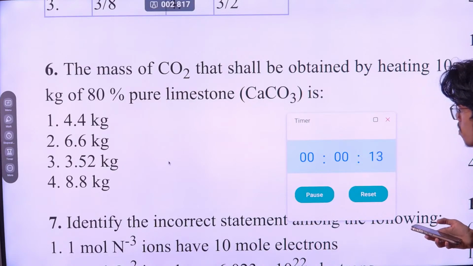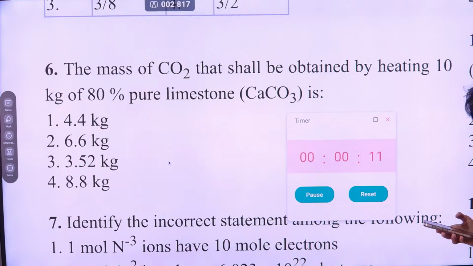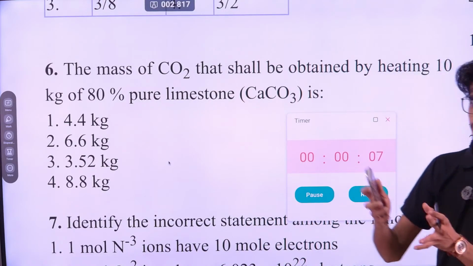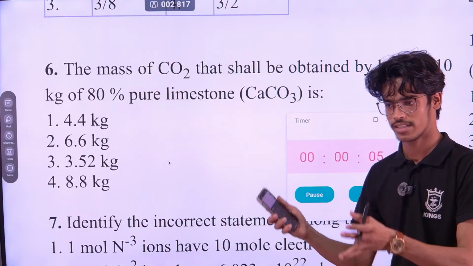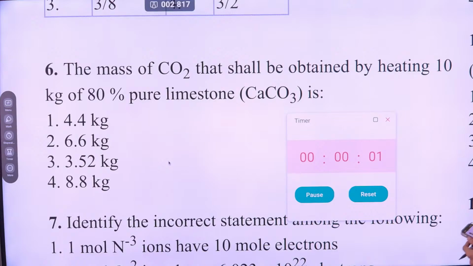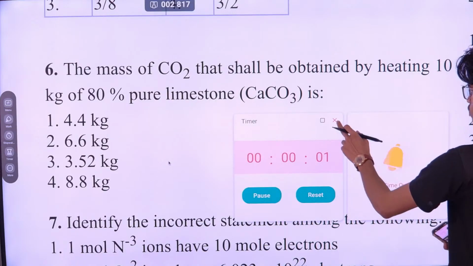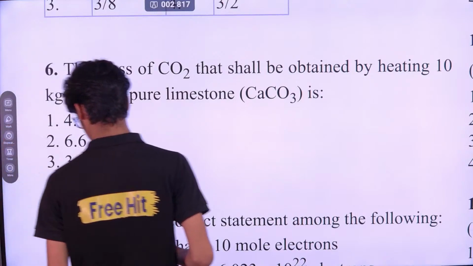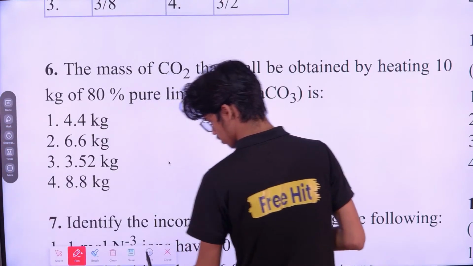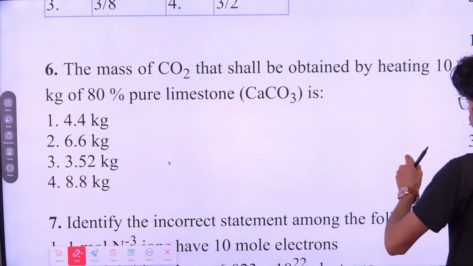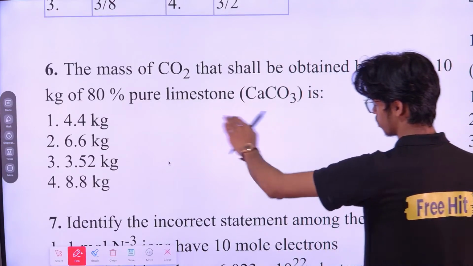The limestone is 80% pure, okay, remember. So that 20% of the total limestone is actually just dirt, it's not real limestone, remember this. Let's try to do this problem. The mass of carbon dioxide that shall be obtained heating 10 kg of this particular limestone.